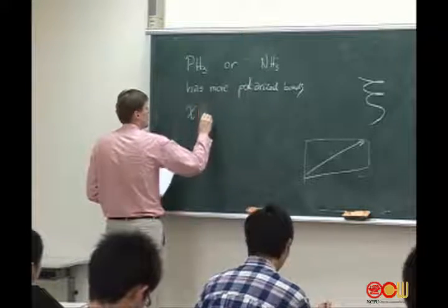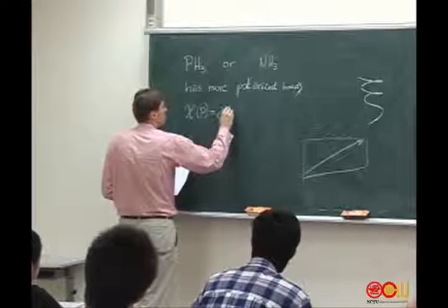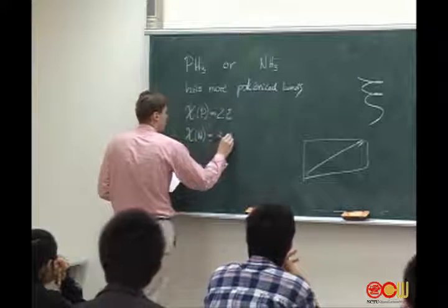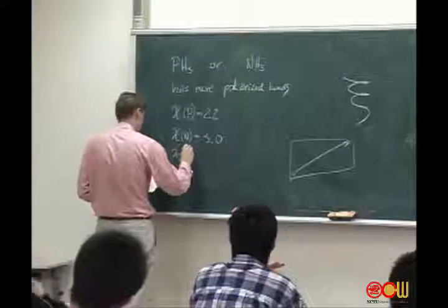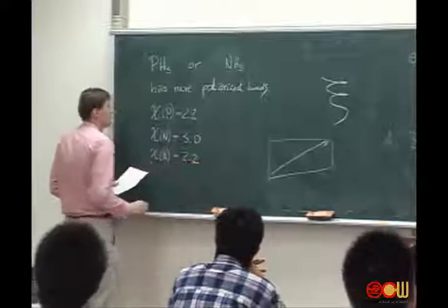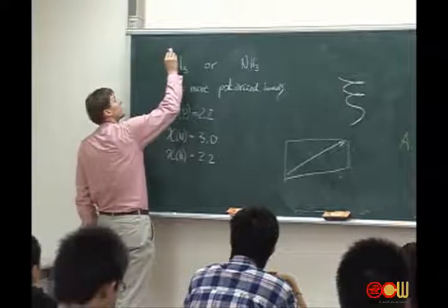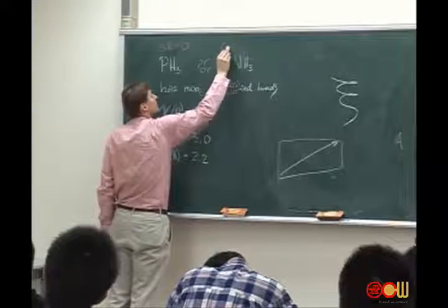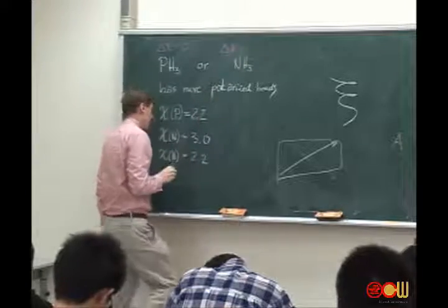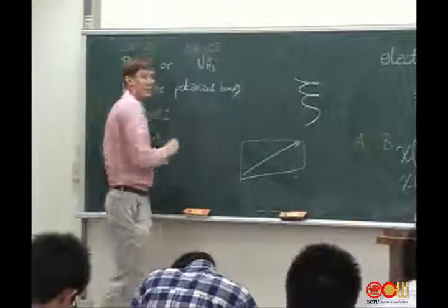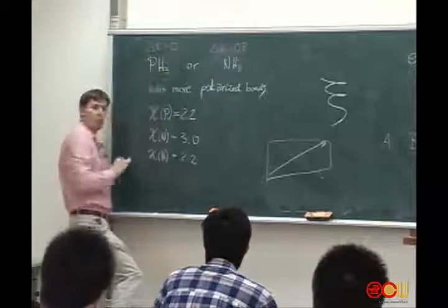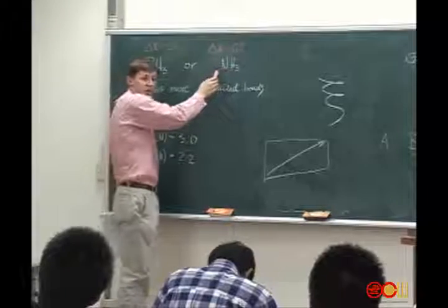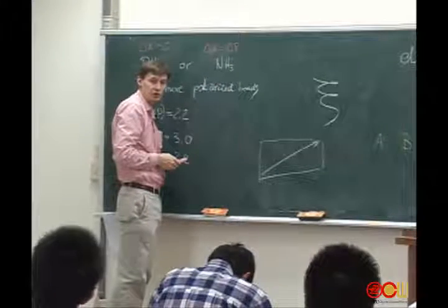Electronegativity of phosphorus is equal to 2.2. Electronegativity of nitrogen is 3. And electronegativity of hydrogen is 2.2. You see that in this case the difference of electronegativities is 0. And in this case the difference between electronegativities is 0.8. So we get that PH3 has almost covalent bond because H and P have the same pulling strength, but in NH3 the bonds are polarized toward the nitrogen pulling stronger.